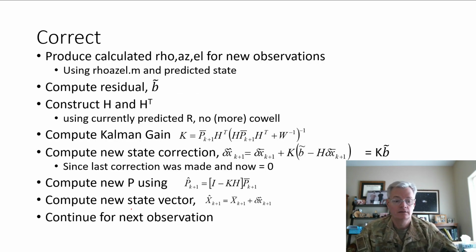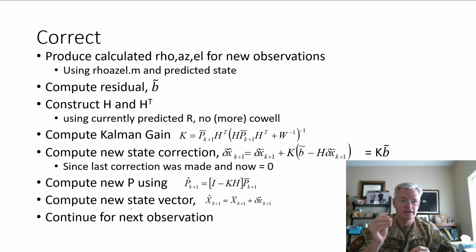Then, last slide, we go into correct mode. You're going to produce your calculated rho and rho dot for the new observation, using the predicted state. You're going to compute the residuals, b tilde, what you think it should be versus what you just saw. You're going to construct an H and an H transpose using the currently predicted R. Remember that this H kind of replaces our A, where we're finding sensitivities. How do my observations change if I adjust the X, Y, and Z? Except this was even easier to build because there are no dependencies on velocities if we're talking about right now. So we need to use that R that we've predicted right now.